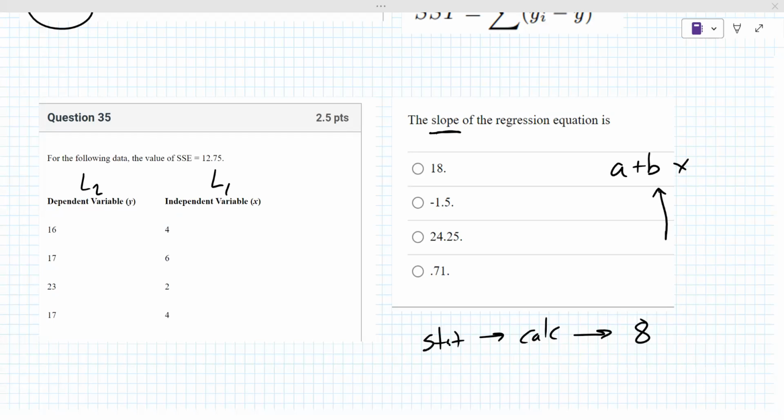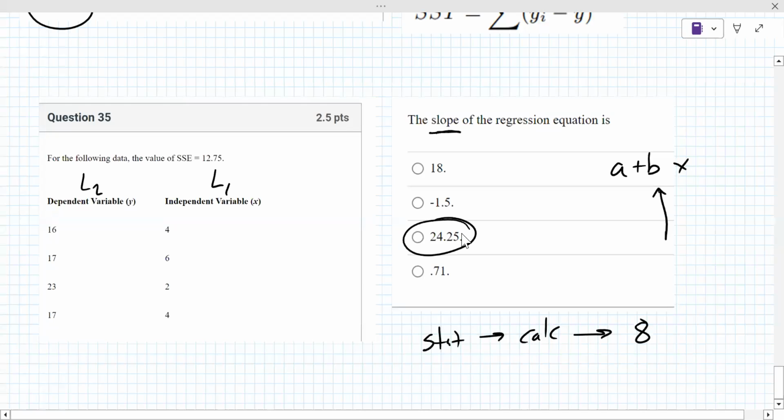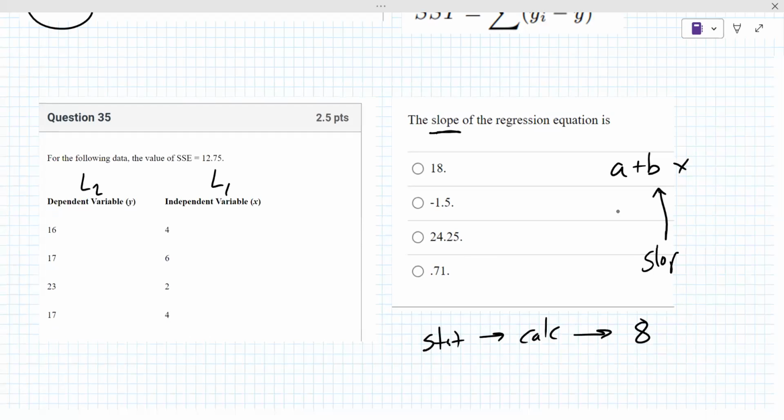All right. 24.25. Okay, and that's the value of B. Yeah, that was A. We don't want A, we want B. Oh, shoot. B is the slope. Negative 1.5. Okay, I got that now. Notice both answers are there. They're going to both be there. You've got to know how to interpret between them.